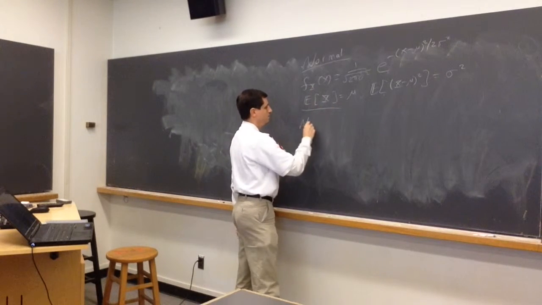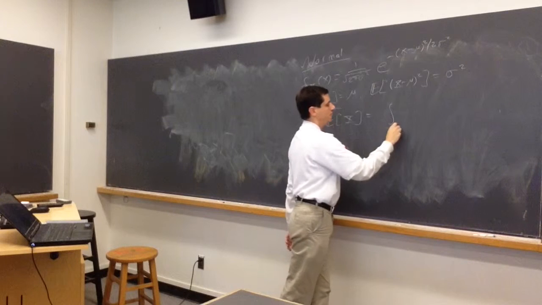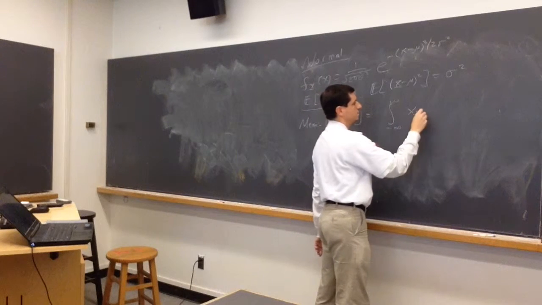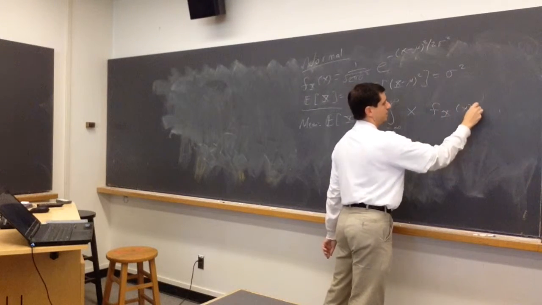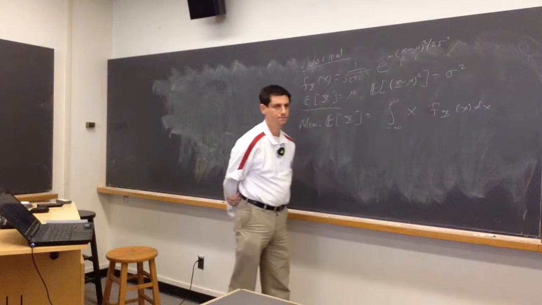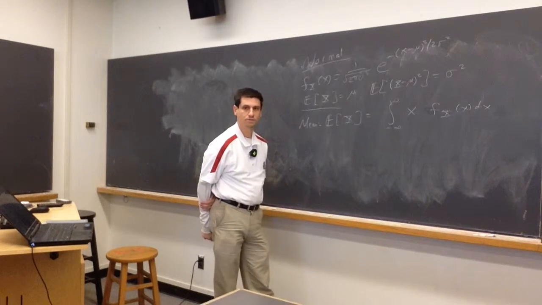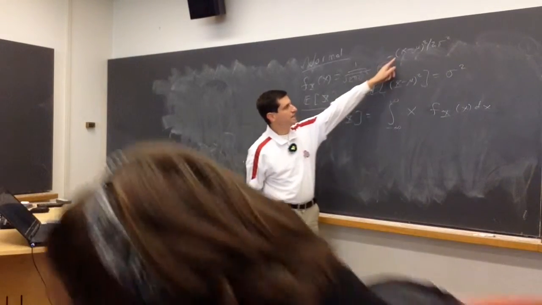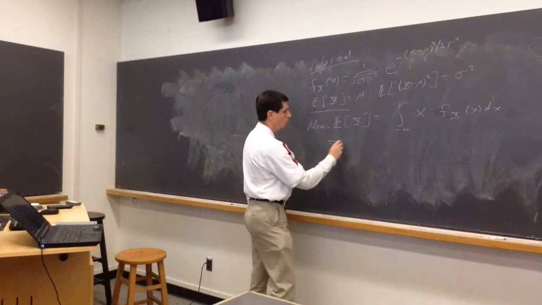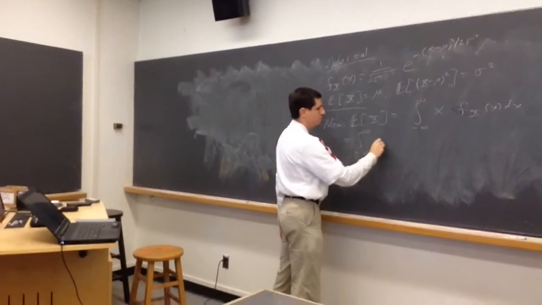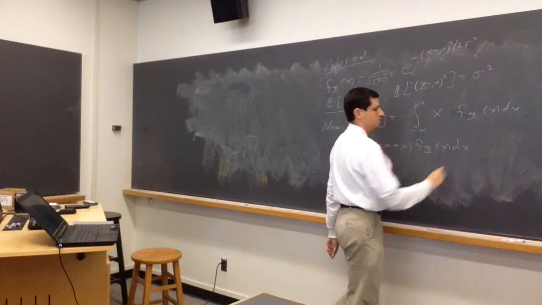So for the mean, we want to calculate the expected value of X. This is the integral from minus infinity to infinity of x times f_X(x) dx. If you notice, the integrand here only depends on x minus mu. So here's a really nice trick. We can write this integral as the integral of (x minus mu plus mu) times f_X(x) dx.